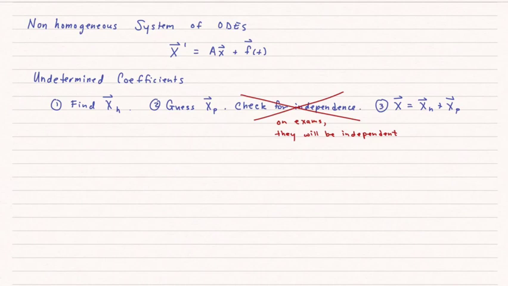And I'm going to emphasize that if you have initial conditions, you need to find that C1 and C2 after you find the XP and combine it with a homogeneous solution to give you the final X. Alright, let's do an example.